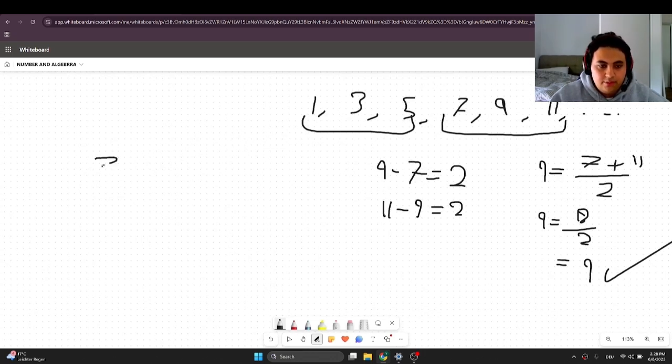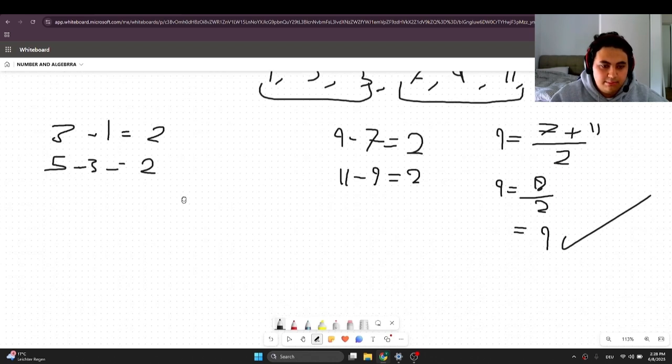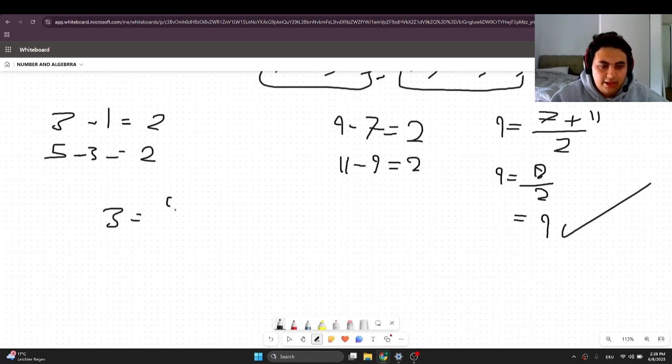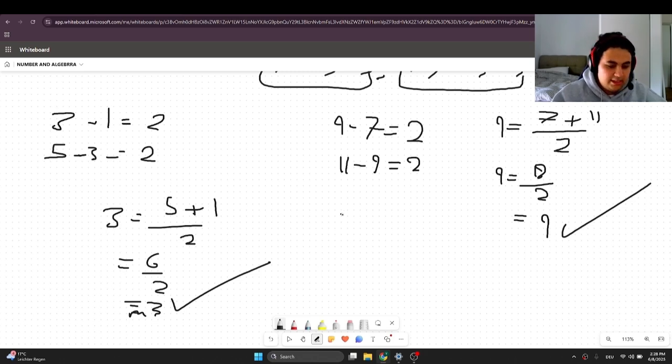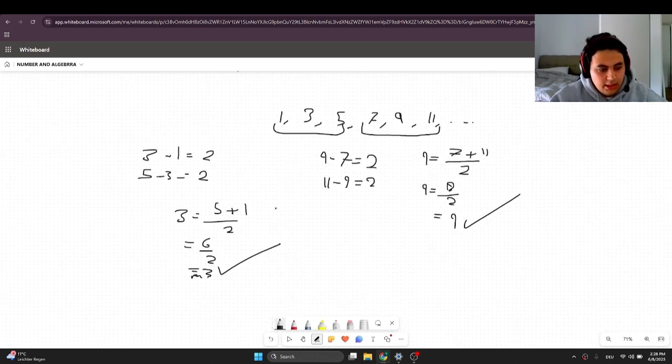If I say 3 minus 1, I'm going to get what? 2. If I get 5 minus 3, then I'm going to get what? 2. Okay? If I find the mean, 3 is equal to 5 plus 1 divided by 2. Again, 6 divided by 2, which is equal to 3, which is true. So that's that. Okay, let's move on to geometric sequences.